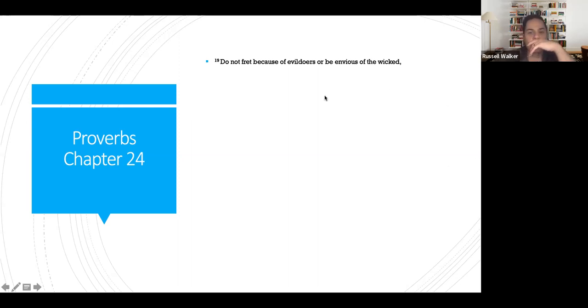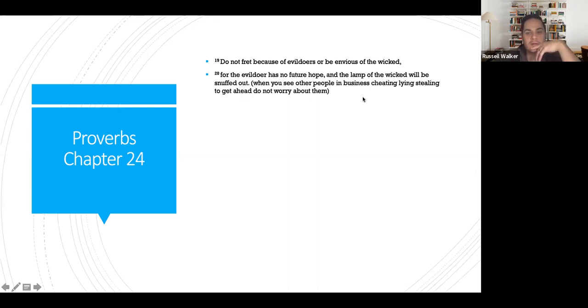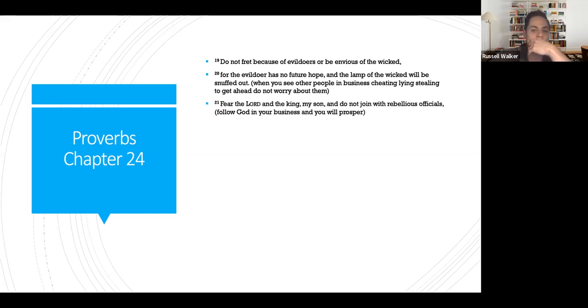Proverbs chapter 24 says, do not fret because of evildoers or be envious of the wicked, for the evildoer has no future, has no hope, and the lamp of the wicked will be snuffed out. So when you see other people in business cheating, lying, stealing to get ahead, guess what? Don't worry about them. They have no future, they have no hope. Eventually, they're going to get caught. Maybe you see them succeeding 3, 4, 5, even 10 years down the line. Eventually, that foundation will topple. So God always says, don't look at what they're doing. Focus on you, right? Focus on how can I glorify God in my business and what I'm doing.